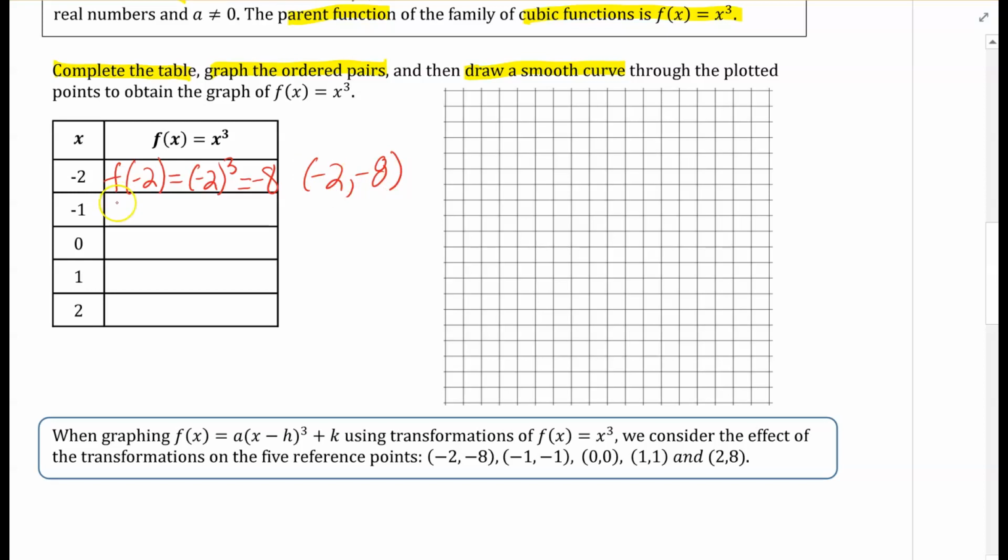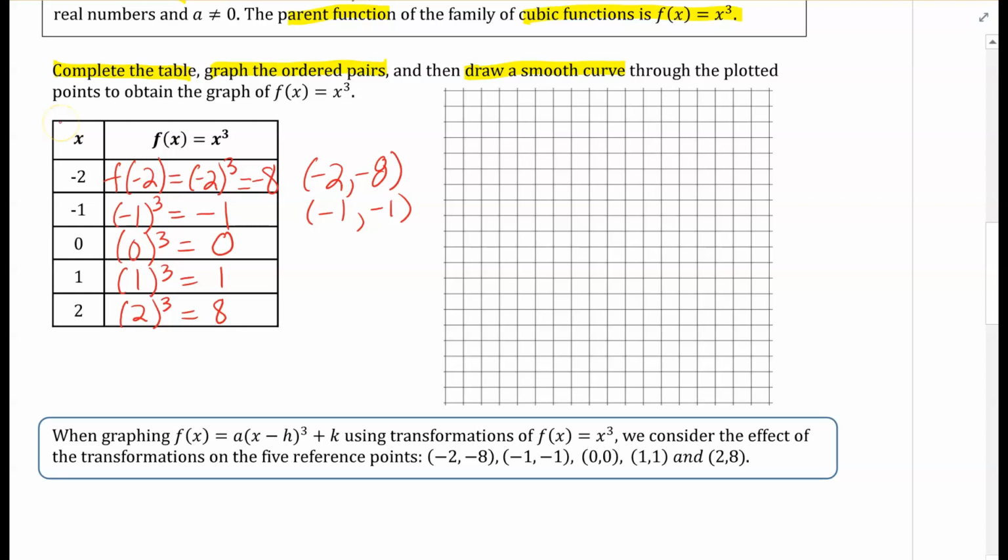And then if I plug in -1, I'm going to get (-1)^3, which is -1 times -1 is +1, and 1 times -1 gives me -1. So my coordinate point is (-1, -1). Then if I plug in 0, 0 to the third power, 0 times 0 times 0, is going to be 0. And then 1 to the third power is just 1. And then 2 to the third power is 2 times 2 is 4, 4 times 2 is 8.